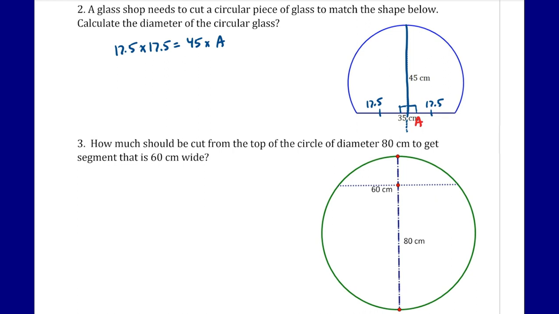So by going through and doing that, I can figure out what the additional portion is and then figure out the diameter by just adding it to 45. So in this case, we get 17.5 times 17.5 divided by 45, which will equal A. 17.5 squared divided by 45 gives us an A value of 6.8. Therefore, the diameter is equal to 45 plus 6.8, or 51.8.